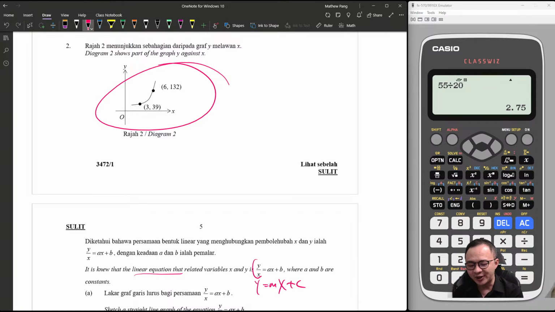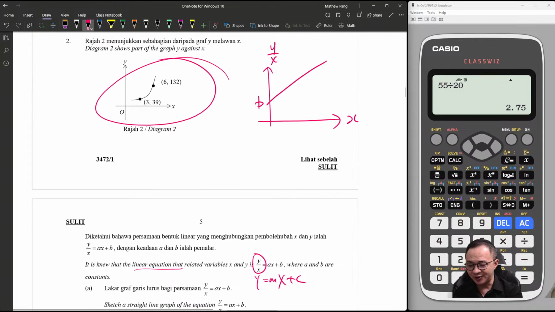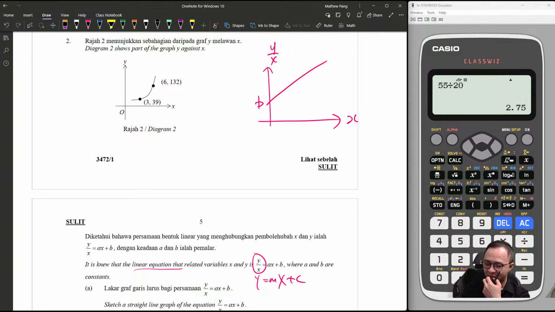It's not hard to guess. Your y right now is y over x, and your x right now is just x. Then your intercept will be b, and the gradient will be a. So they asked us to sketch this one. I kind of want to solve something here, like I have 2 coordinates.